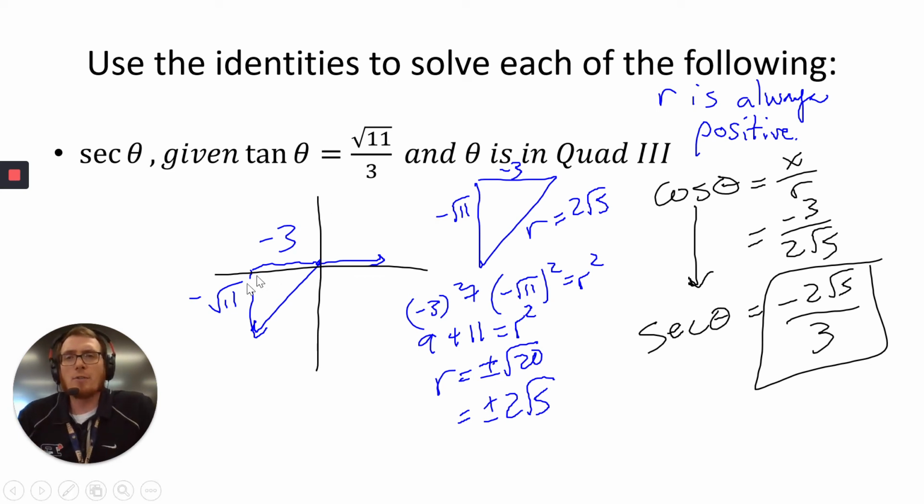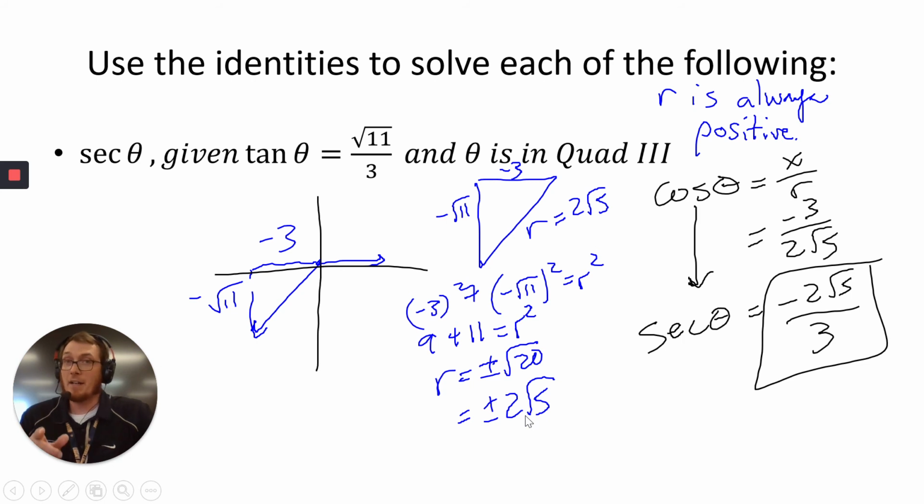So the y value is root 11 and the x value is 3. Now notice here I put them both negative. Why? Because I'm going backwards and down. So the x and y values are actually negative. But when you divided them, you got a positive. Pythagorean theorem, 3 squared is 9, root 11 squared is 11. Add them together, you get 20.